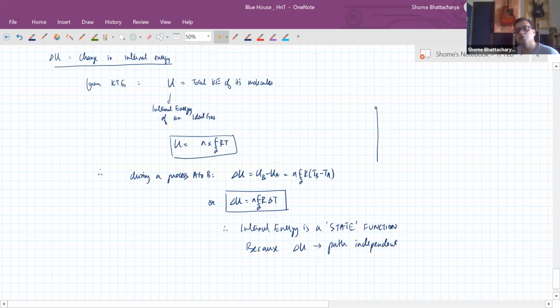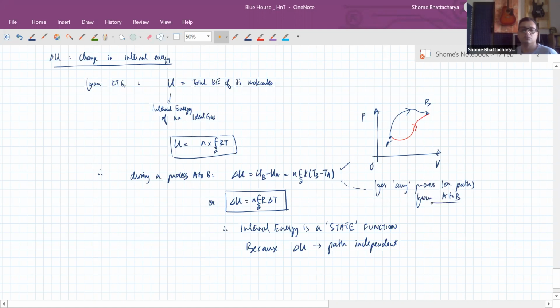So whether we go from the point A to B by process 1 or process 2, it's not going to change the value of delta U. Whether we go by this process or we go by this process, you're changing the state from A to B. So delta U is going to be the same formula for both the processes. This is for any process or path from A to B.